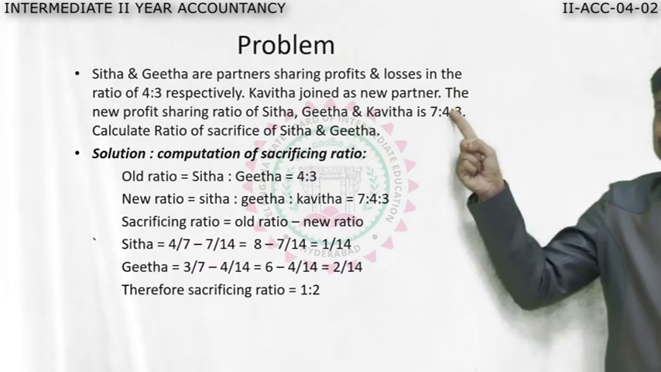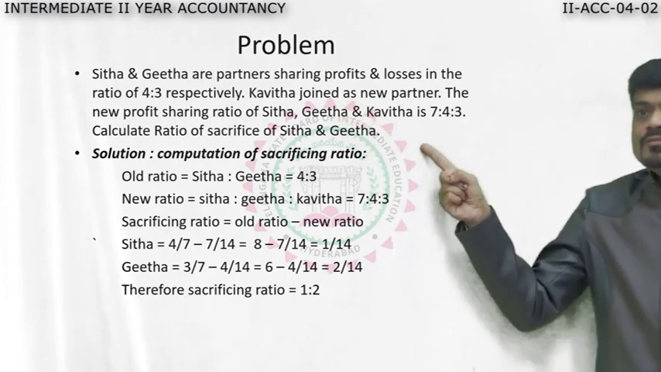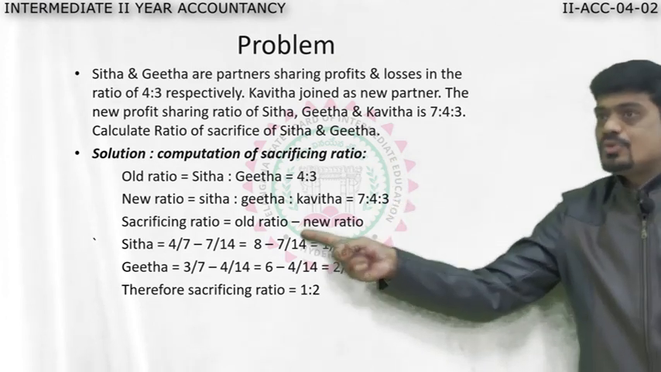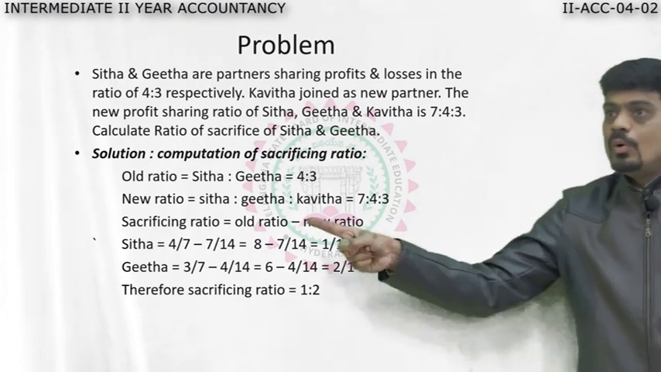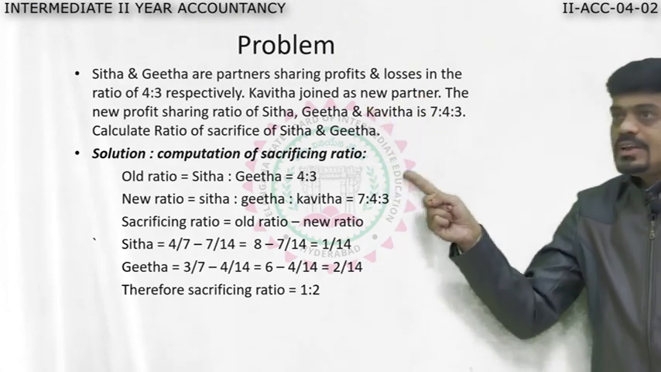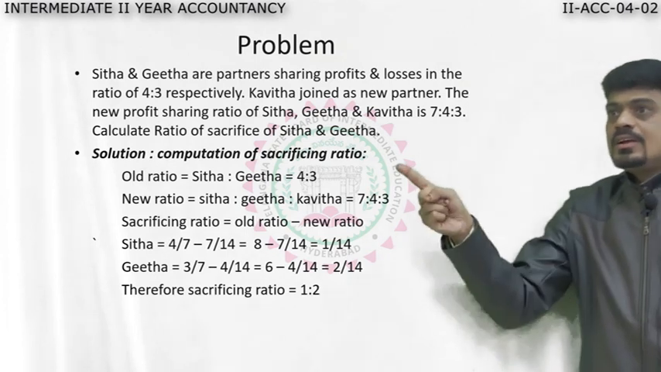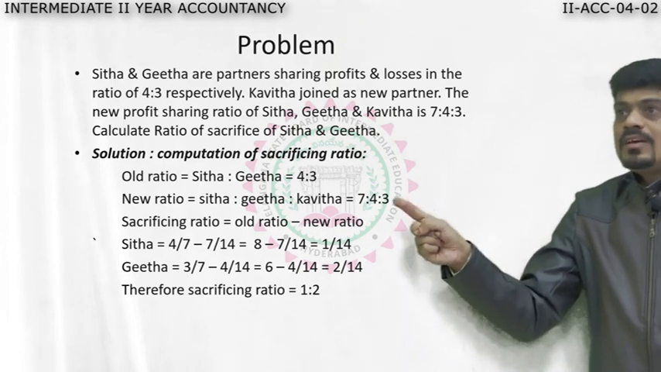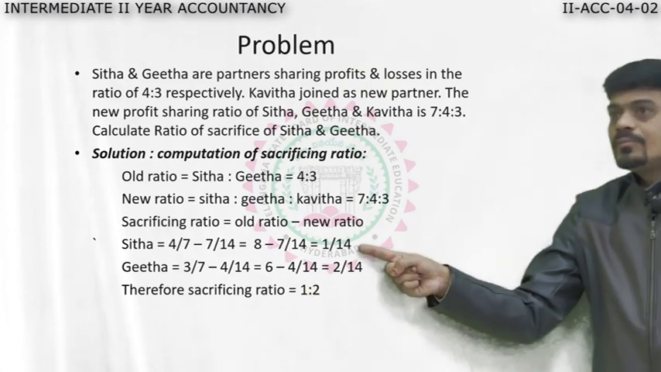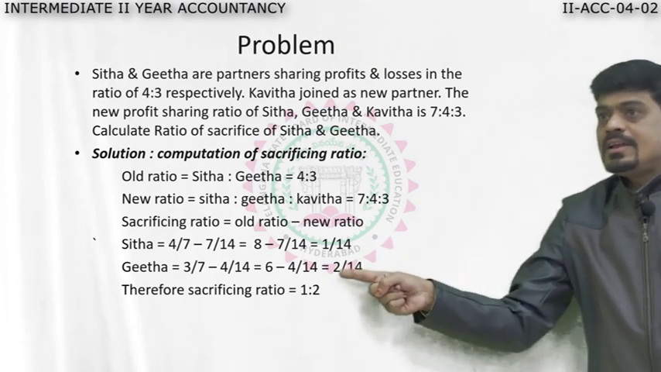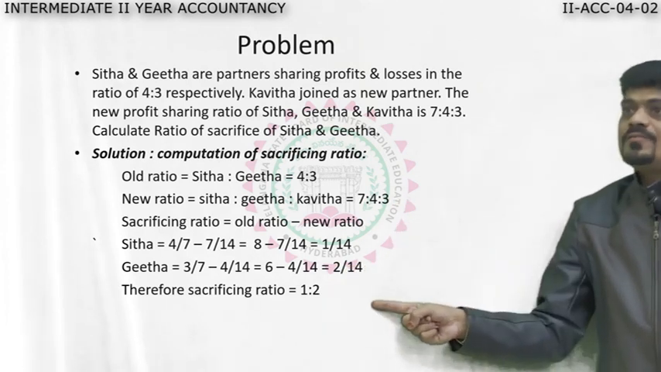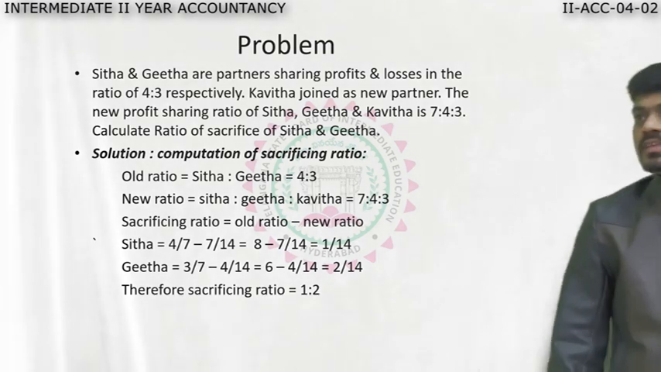Okay, now you can see a simple example here. Sita and Geeta gave old ratio 4:3 and they gave new ratio 7:4:3. Old ratio we wrote, new ratio we wrote. Now sacrificing ratio is old ratio minus new ratio. Again the same subtraction. 4:3 is nothing but 4/7, 3/7, 7 total. Now 7:4:3 means 7 plus 4, 11, 11 plus 3, 14. So 4/7 minus 7/14 we did, we got 1/14. Like that we did 3/7 minus 4/14, we got 2/14. Subtraction you do. So 1:2 is the sacrificing ratio.